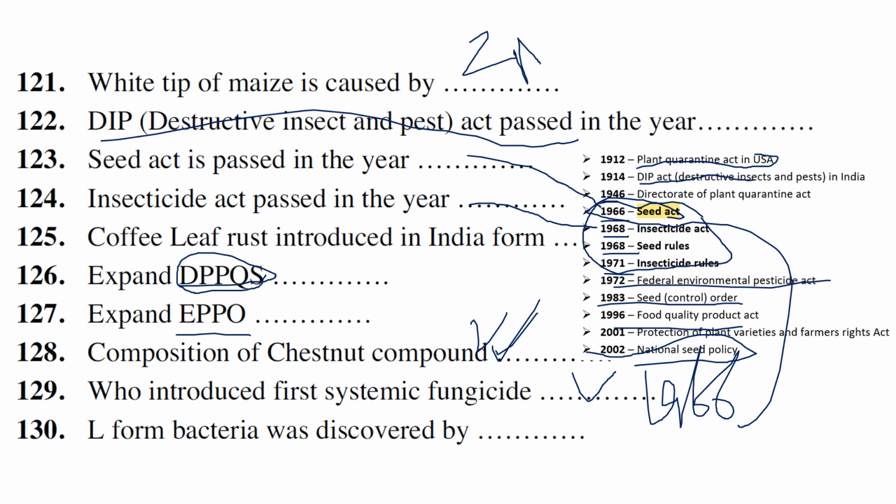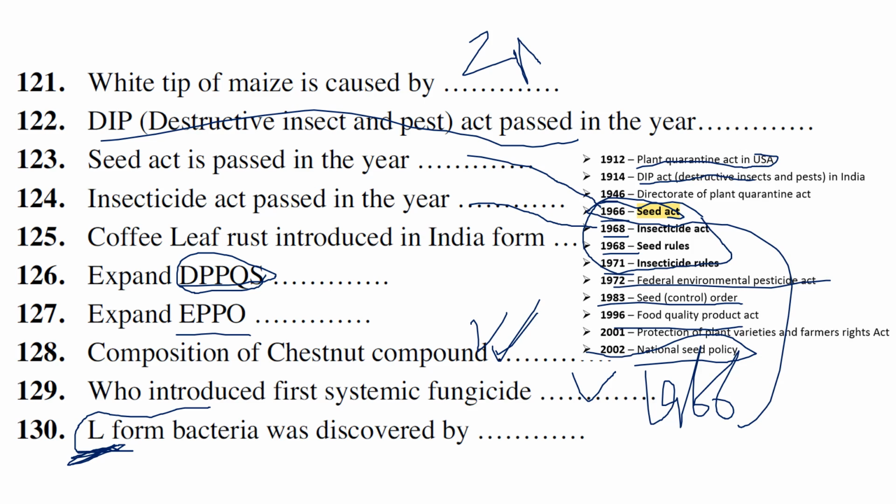L form of bacteria was discovered by whom? L form of bacteria was actually discovered by Klieneberger-Nobel. They named it L form because they were working in an institute called the Lister Institute. Joseph Lister is also a very famous microbiologist, and I think he's also a Nobel laureate probably. I'm not sure. But Joseph Lister is a very famous microbiologist, that I can say.